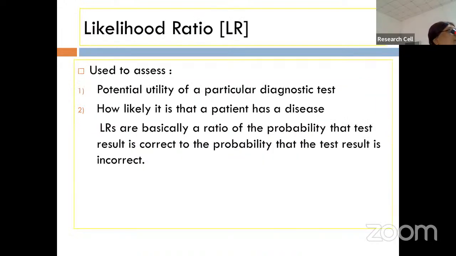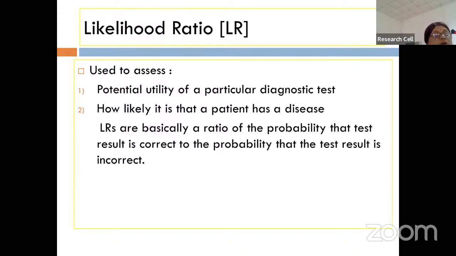The next important criterion is the likelihood ratio. I know that these three points, likelihood ratio, Kappa statistics and ROC curve, are very difficult and confusing, but at least try to remember some important or significant points of these three things. So what is the likelihood ratio?